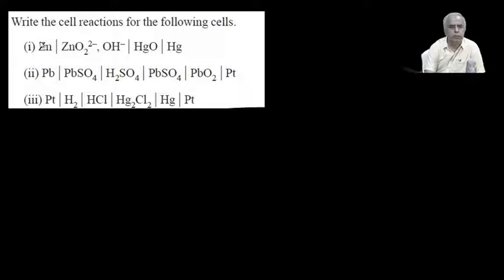Try these sums. Zn | ZnO2 2 minus, OH minus | HgO | Hg. And the next cell is lead | lead sulfate, sulfuric acid, lead sulfate | lead oxide | platinum. Remember that always the anode is at the left and the cathode at the right.